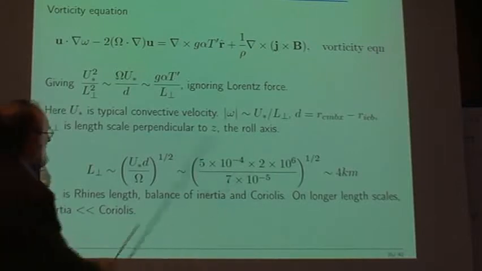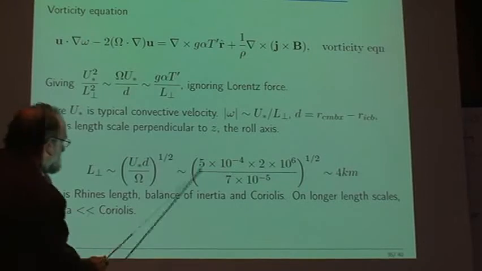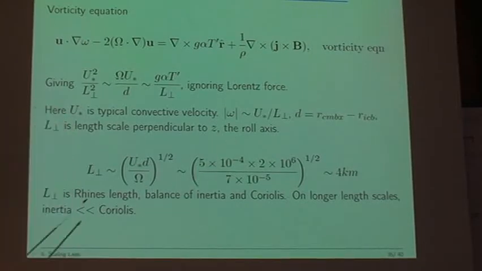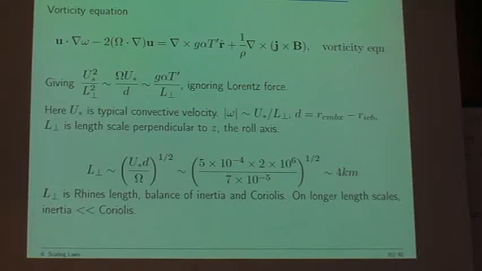And if you do that, you get an answer, and that gives you this formula here. That's how we solve that, which turns out to give you a typical length scale of only about 4 kilometres, and that's sometimes called the Rhines length, because it's the length scale on which inertia and Coriolis balances.